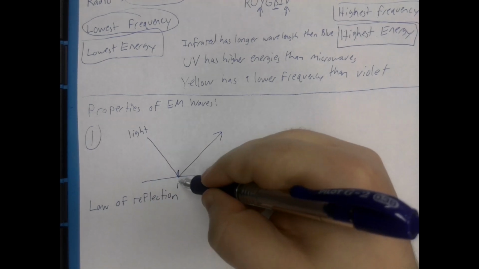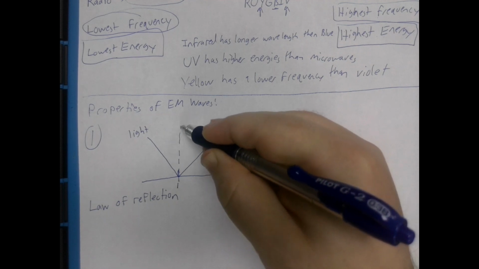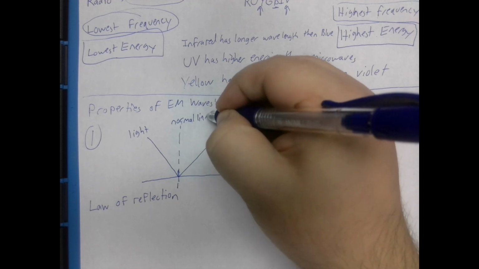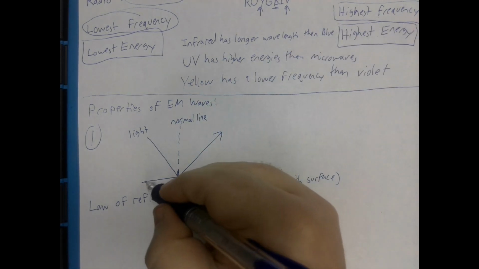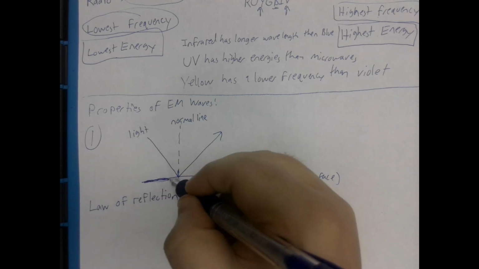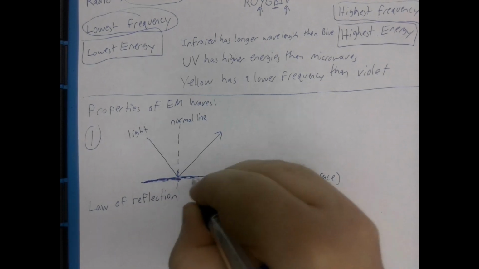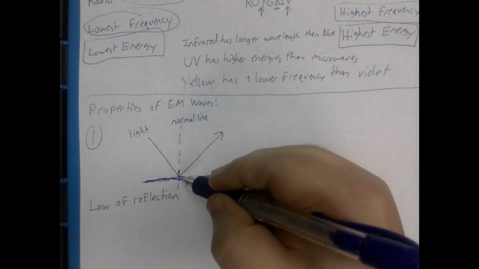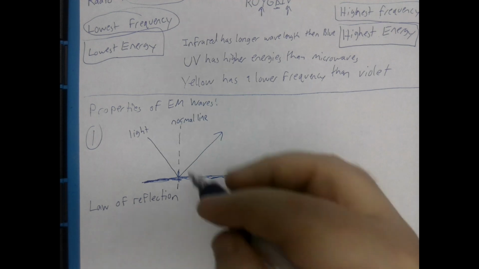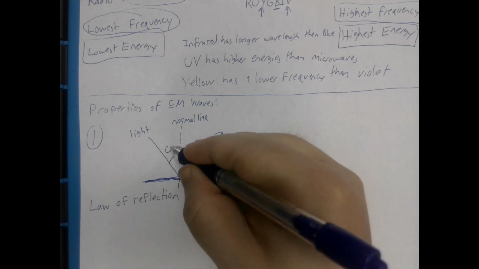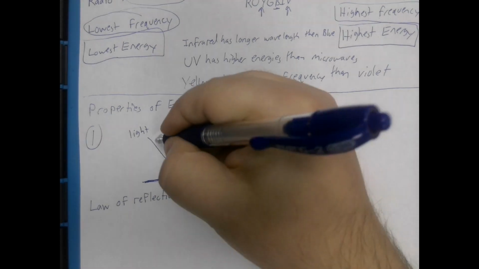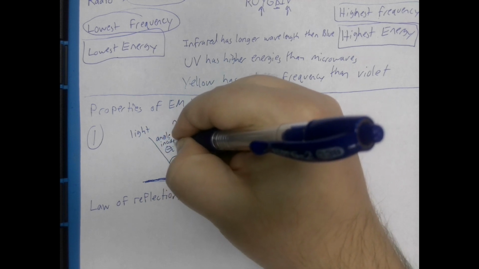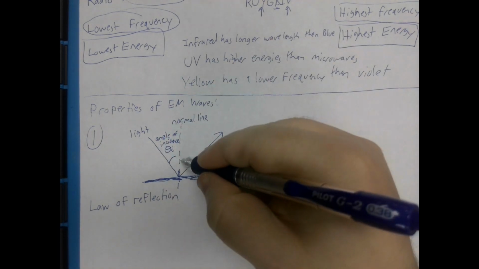If I were to draw a perpendicular line to this mirror, this line would be called the normal line. So here I have my mirror, my surface, and I draw a dashed line that is at 90 degrees from it, perpendicular. This angle here, I'll label theta I. This is the angle of incidence.